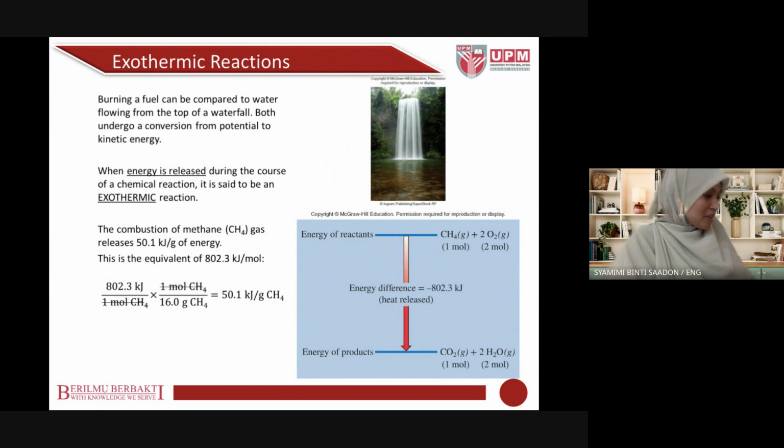Energy is released during the chemical reaction. We call the reaction an exothermic reaction. Energy release, exothermic. Okay. Energy produced, so the chemical reaction is called an exothermic reaction. Okay.